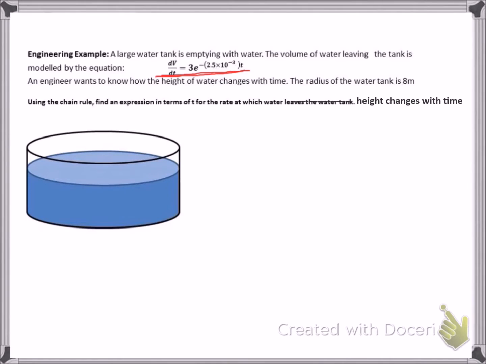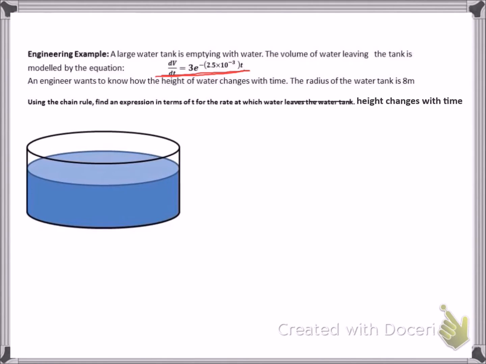Well, now what that differential means is for any time t we could find out the volume of water leaving the tank. So if you wanted to put 10 into that, you'd be able to find out the volume of water leaving the tank at 10 seconds. If you wanted to find out 5 seconds, you could put 5 in, and again you can find out the volume of water leaving the tank after 5 seconds.